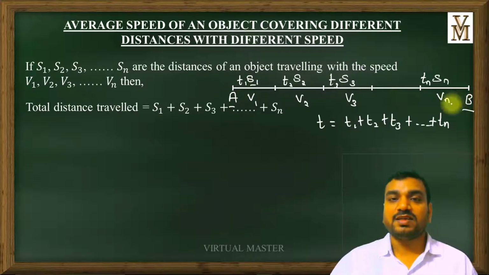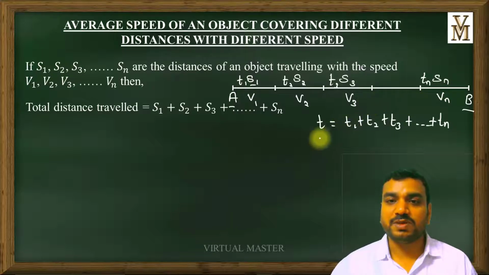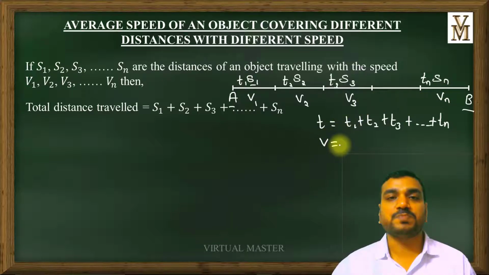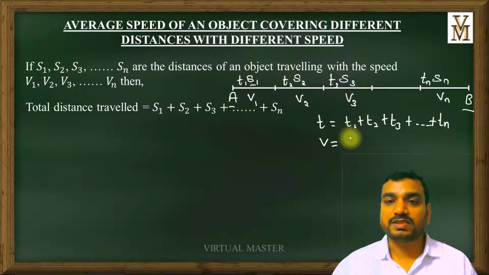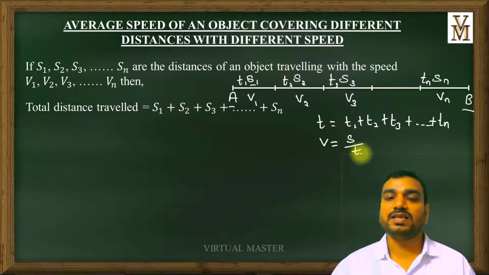We know that the average speed of an object is given by the formula: average speed equals total distance traveled by an object divided by total time taken. Here S is the total distance traveled by the object, T is the total time taken by the object.